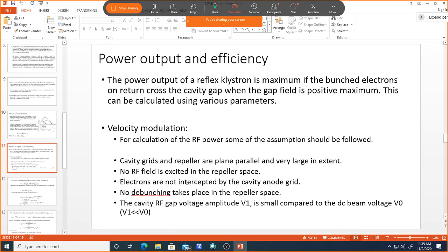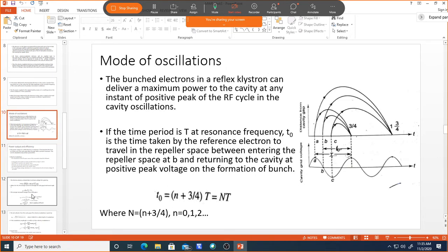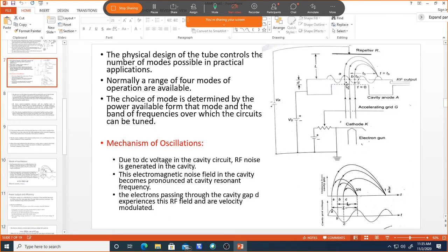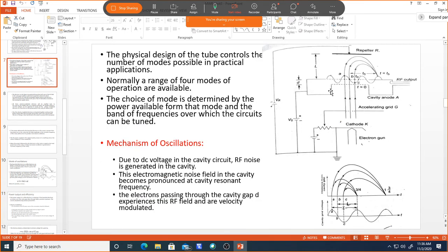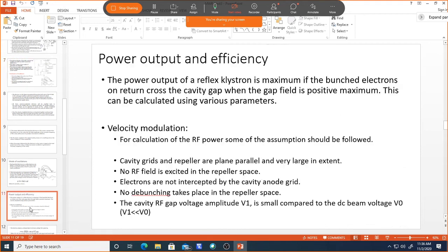And also, electrons are not intercepted by the cavity anode grid. So here there is an anode grid, the accelerating grid nearby this cavity anode, and it need not be intercepted by the electrons. Whatever cavity is here and here should not be intercepted by the electrons. Only in this space D, which is specified, should the electrons pass. And no debunching takes place in the repeller space.